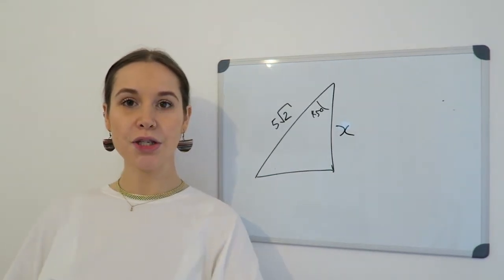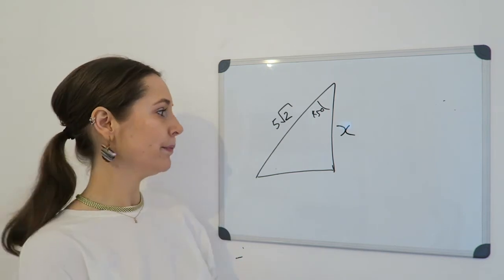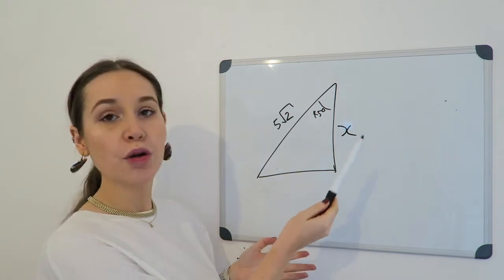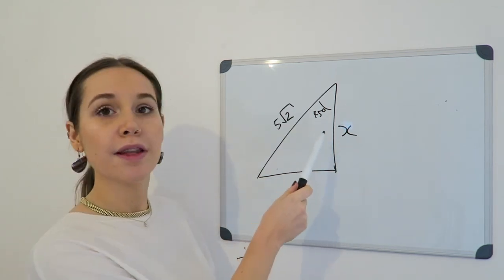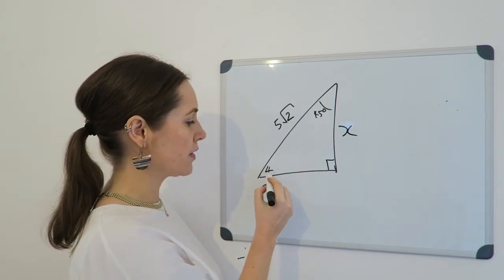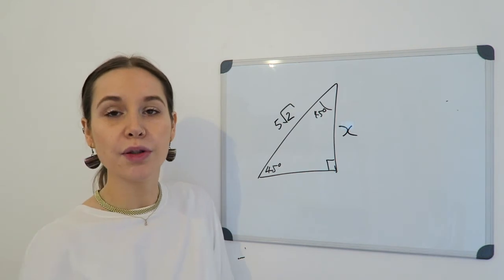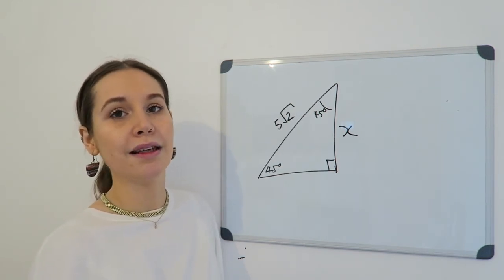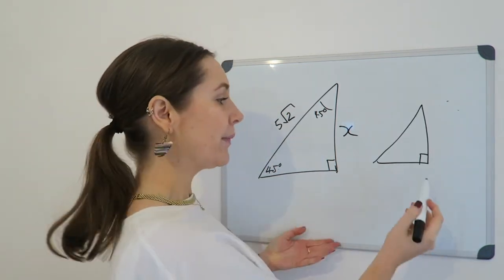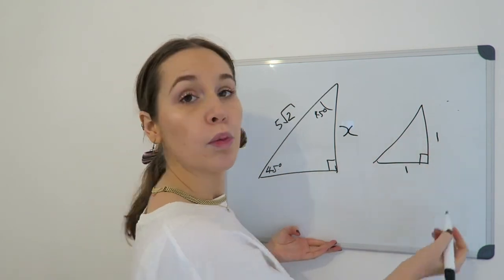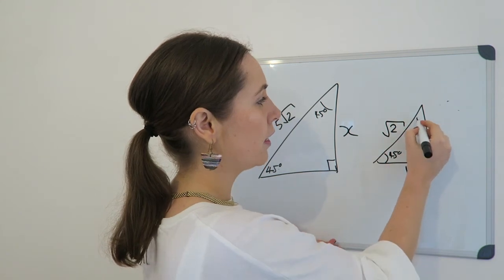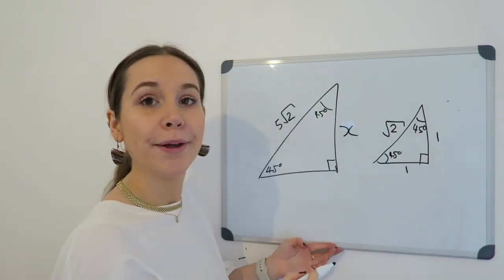So the next question that we're going to look at is also from another exam. Here we've got a triangle, 5 root 2 as the hypotenuse. We're trying to work out x here, but we know that this angle is 45 degrees. This is a right angle, therefore we also know this angle here is 45 degrees. So again, if we look at the angles here, they're exactly the same as the second triangle we looked at before. Do you remember it? It's isosceles, 1, 1, and this was the square root of 2, with 45 degrees here and 45 degrees there.